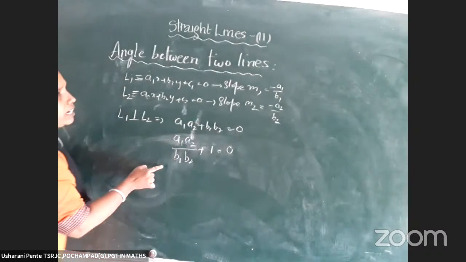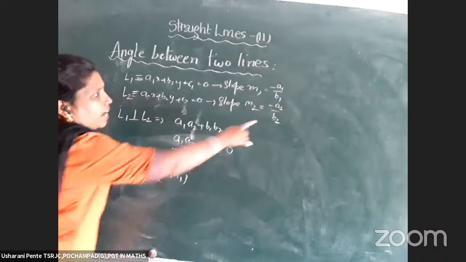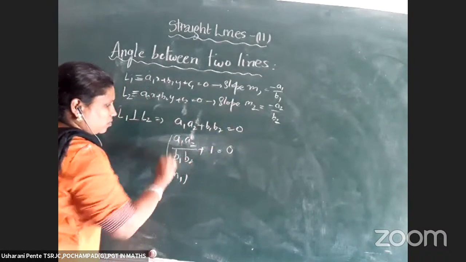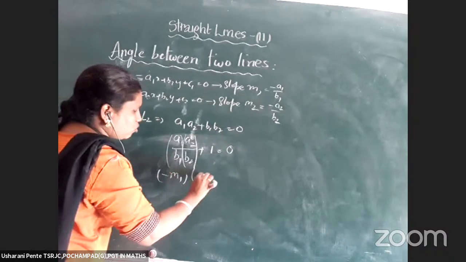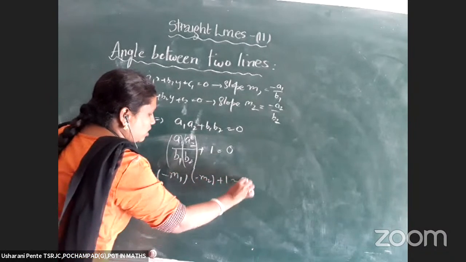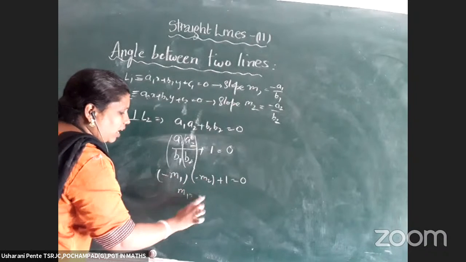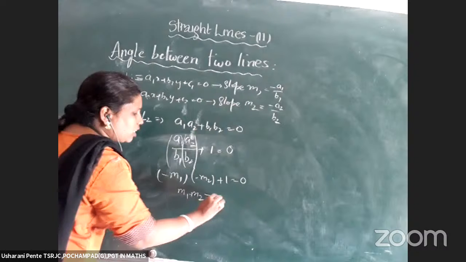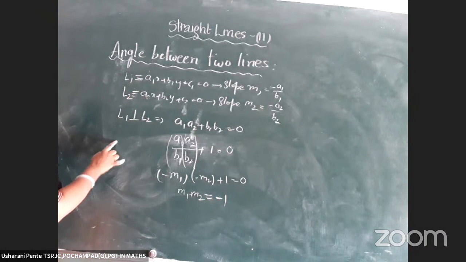So here a1 by a2 is equal to how much? Minus m1, and a2 by b2 is equal to how much? Minus m2, plus 1 is equal to 0. Minus into minus will become plus. m1 plus m1 into m2 is equal to minus 1. Here what we have taken is that the two lines are perpendicular.